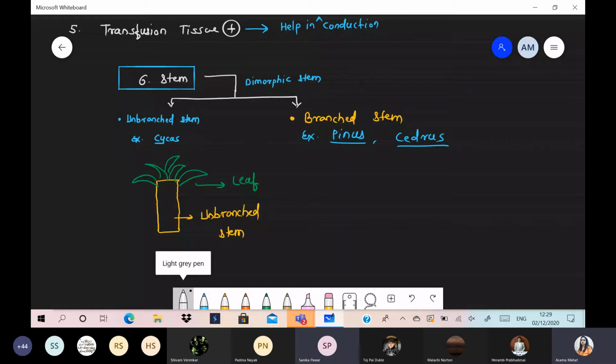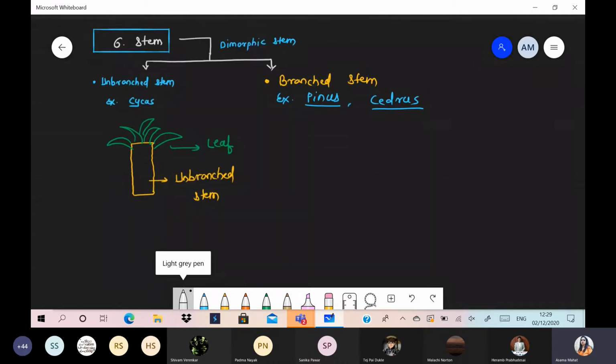So, what is the meaning of the branched stem? You know very well during Christmas, there's a Christmas tree, right? And the Christmas tree arrangement, whatever the arrangements are there, that is exactly a cone shape. So we try to explain with the Christmas tree arrangement because it comes under the branched condition. Basically, they have a cone shape structure.